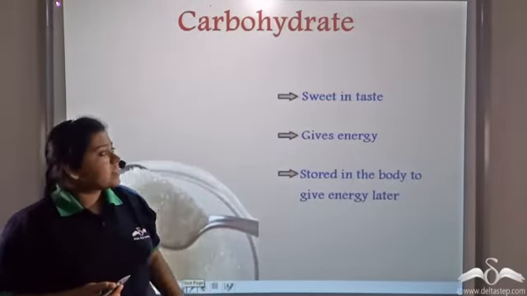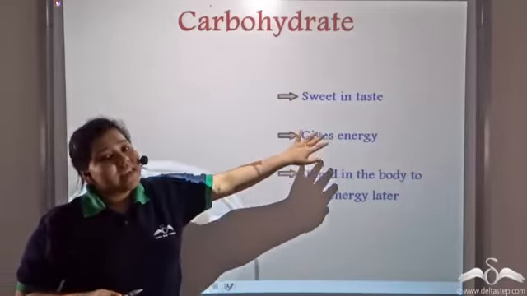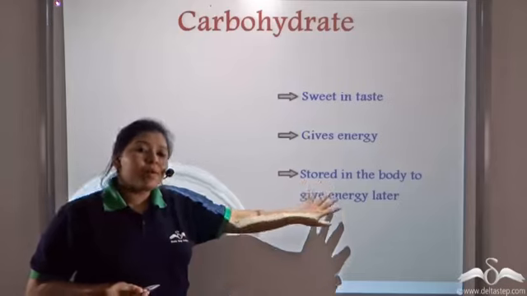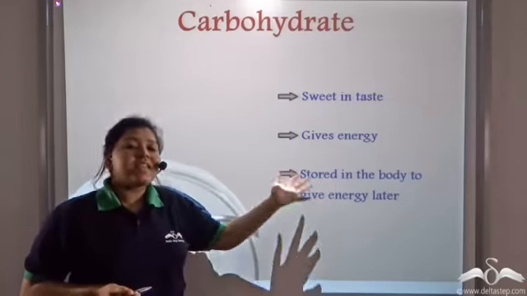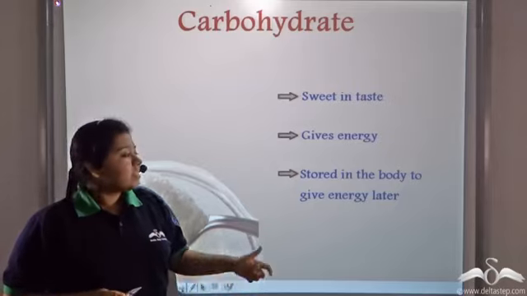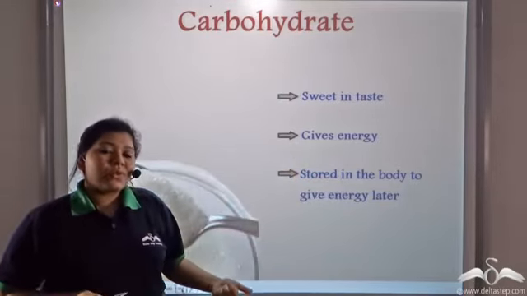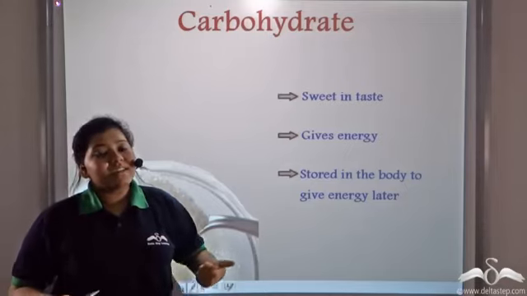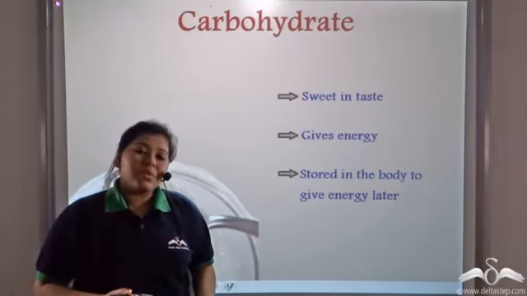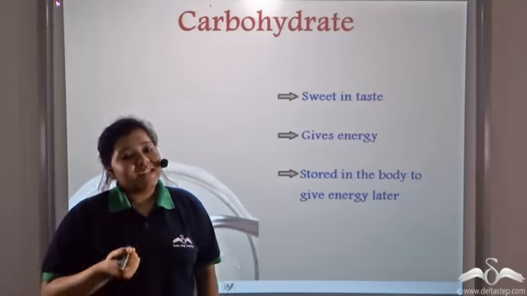So carbohydrates are sweet in taste, they provide us with energy, and they also get stored in the body so that it can be used for future purposes. So carbohydrates can be stored in the body in the form of glycogen so that when we require it again, this glycogen can convert back to form glucose to provide us with energy to perform that activity.